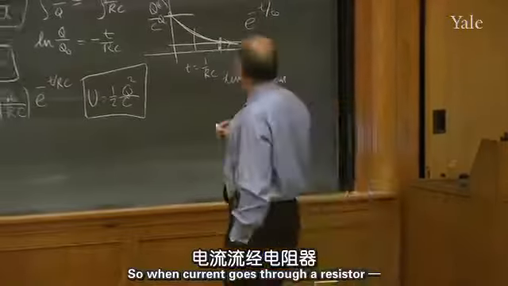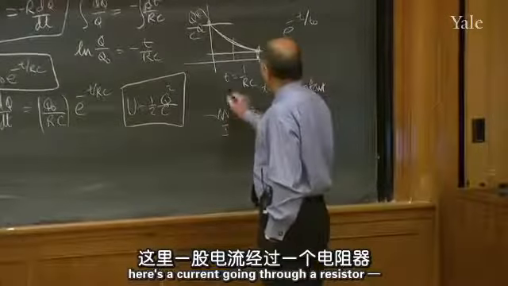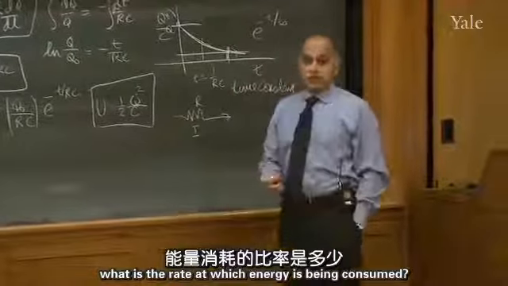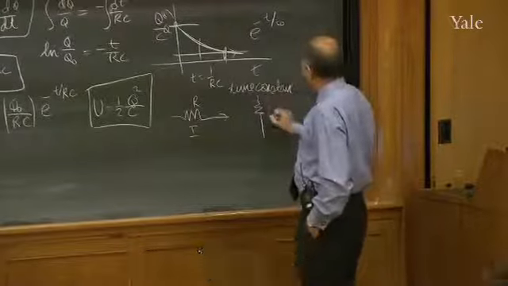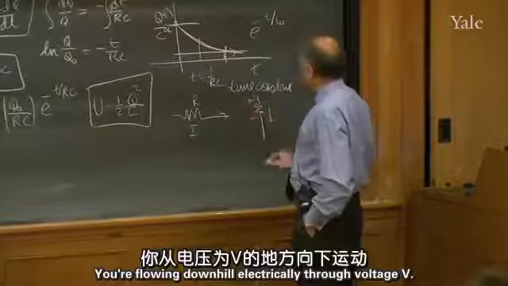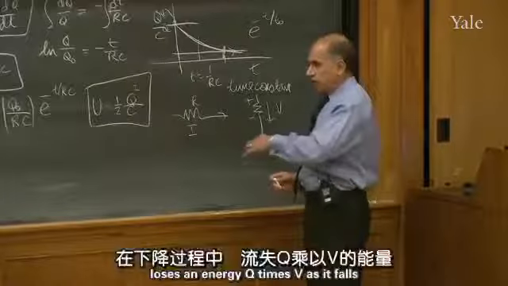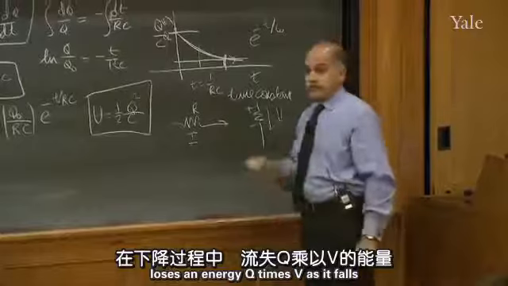So when current goes through a resistor, here's a current going through a resistor, what is the rate at which energy is being consumed? So you must think of, let me draw the resistor this way, it's very suggestive. You're flowing downhill electrically through voltage V. Every coulomb that falls down loses an energy Q times V as it falls.